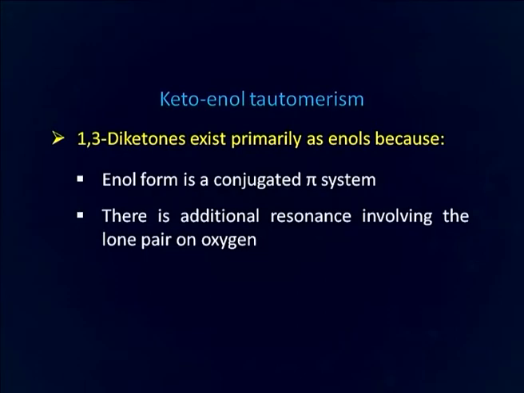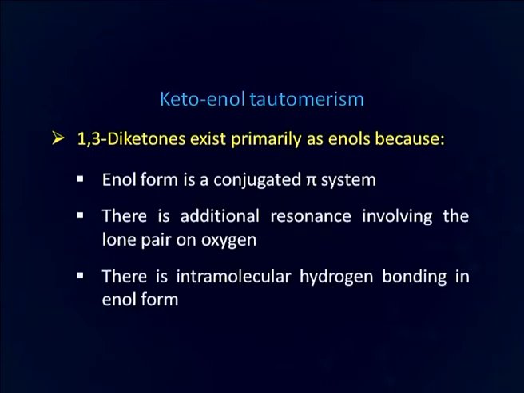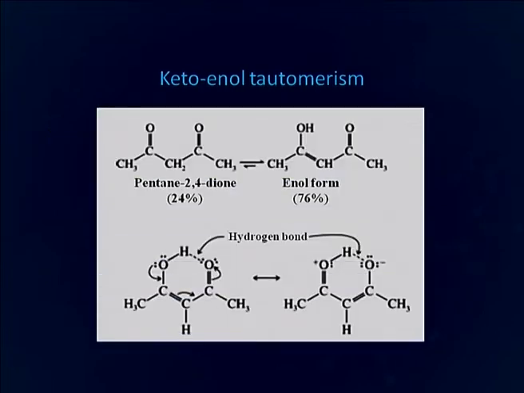1,3-diketones exist primarily as enolic form or as enols because enol form is a conjugated pi system and there is additional resonance involving the lone pair of oxygen. In addition to that, there is intramolecular hydrogen bonding possible in enolic form, as you can see here in this figure also. This is pentane 2,4-dione where there is a possibility of hydrogen bond in enolic form, whereas in keto form neither hydrogen bonding is possible nor there is delocalization possible because it does not have a conjugated double bond system.